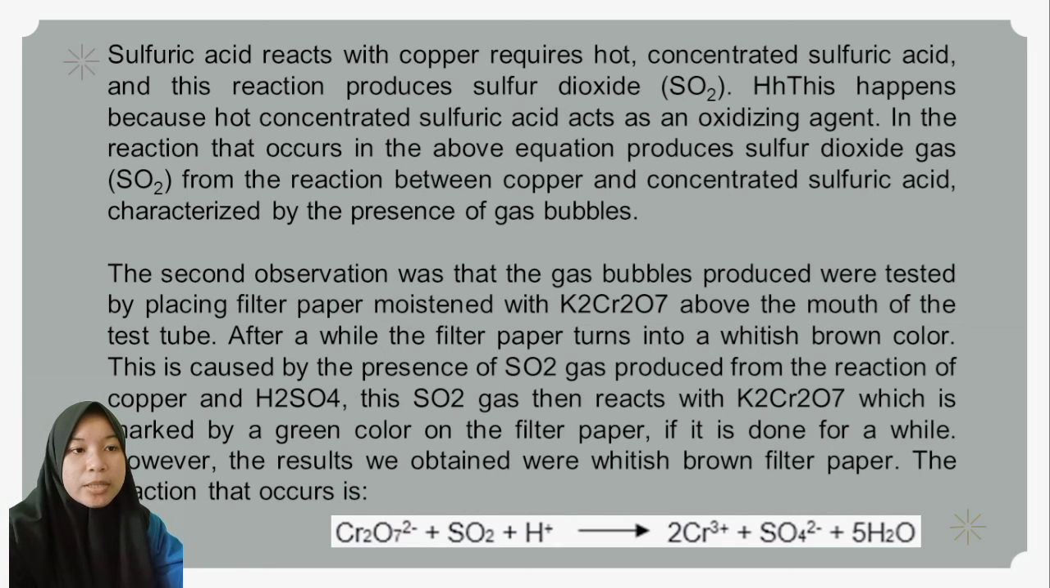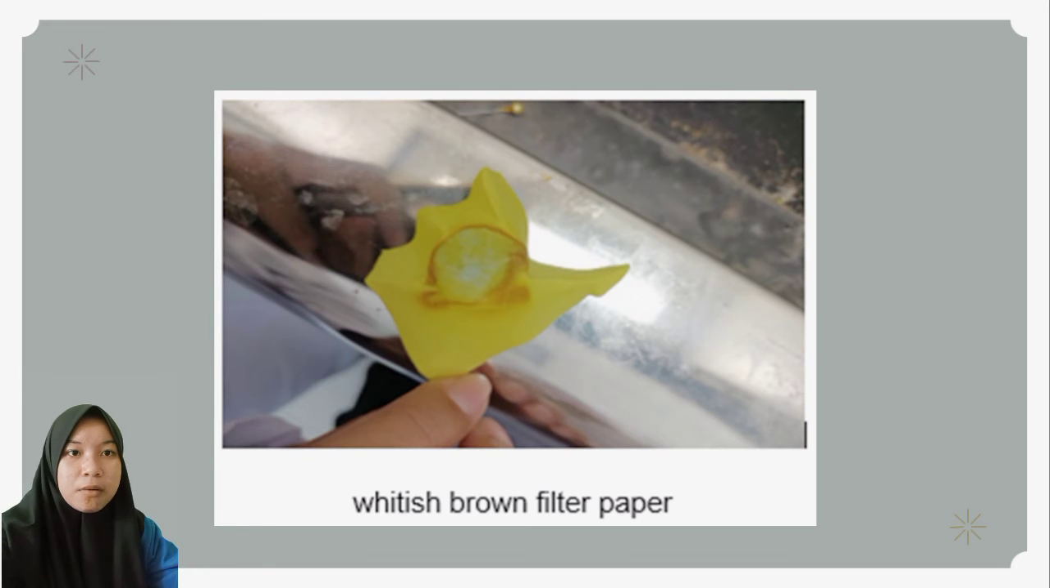The second observation was that the gas bubbles produced were tested by placing filter paper moist with potassium chromate above the mouth of the test tube, caused by the presence of sulfur dioxide gas produced from the reaction of copper and sulfuric acid. The sulfur dioxide gas reacts with potassium chromate, which is marked by a green color on the filter paper, if it is done for a while. However, the result we obtained varies, with brown filter paper. The reaction that occurs is as follows, and next, a picture with this brown filter paper.